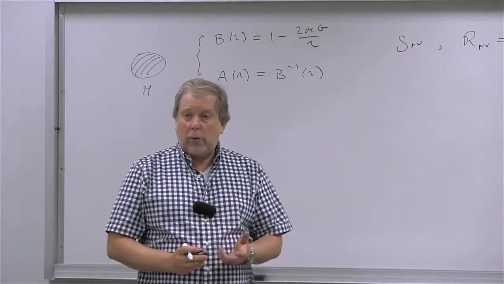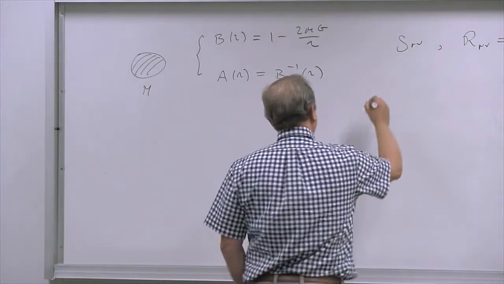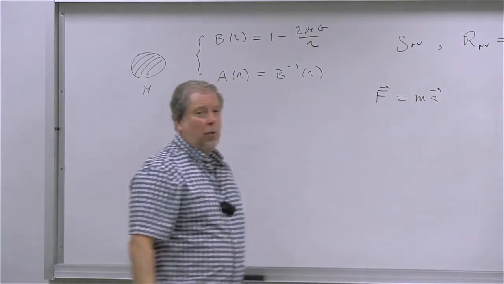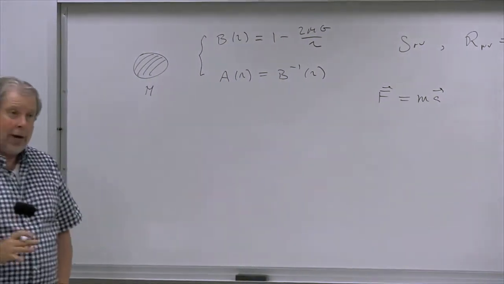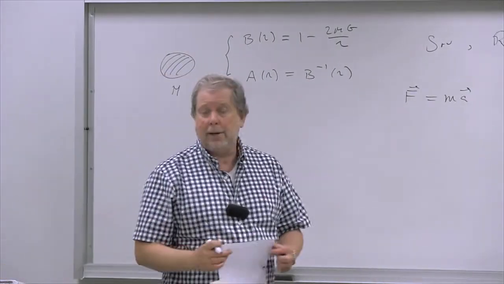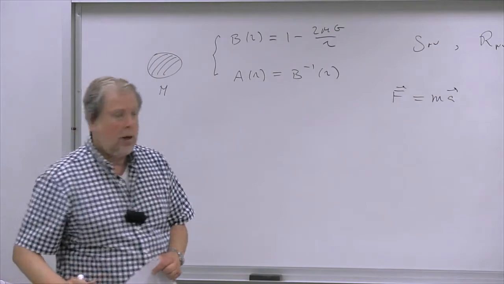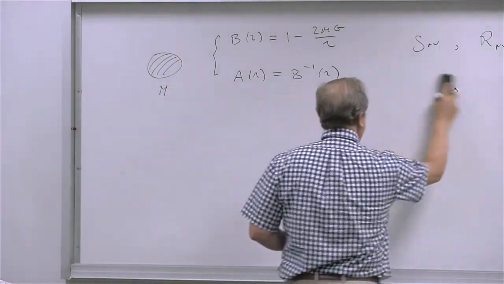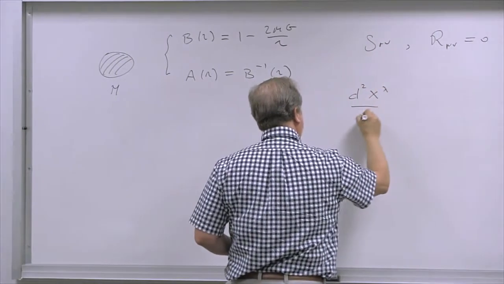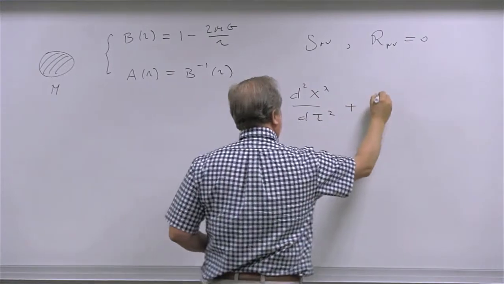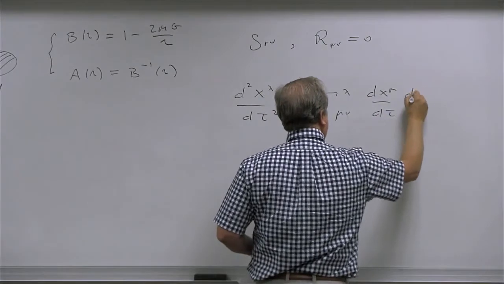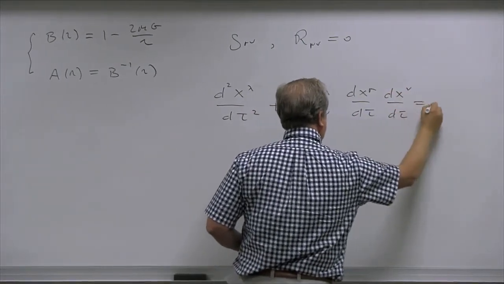And so in order to do that, we have to write down F equals ma, where F is the gravitational force. Of course, F equals ma as such does not exist in general relativity anymore because it is replaced by a different equation, which is the equation for free fall. So we have to write out the equation for free fall: the second derivative of x lambda with respect to tau squared plus gamma lambda mu nu dx mu by d tau dx nu by d tau is equal to 0.